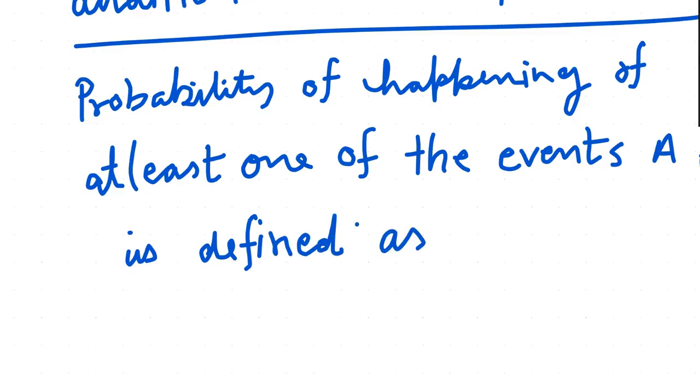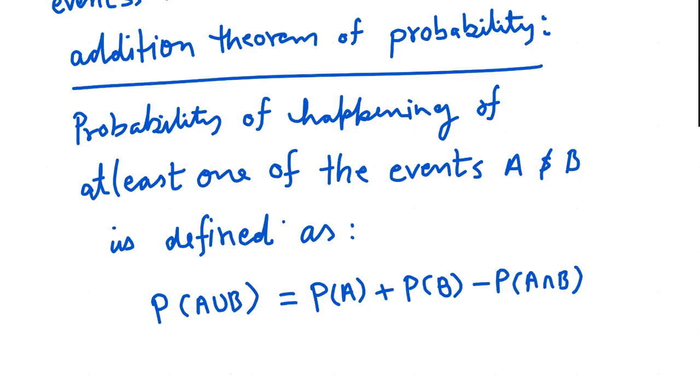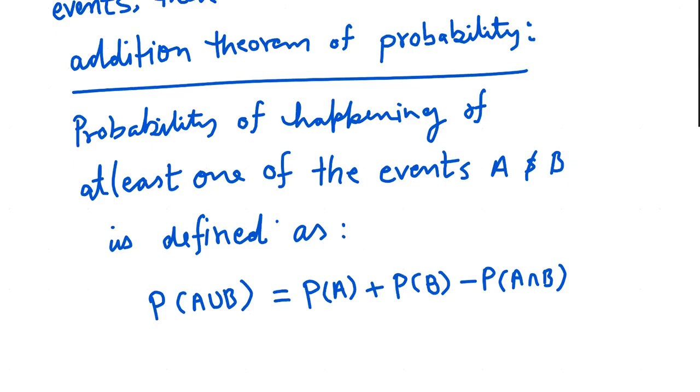P(A union B) is equal to P(A), means probability of A, plus probability of B, minus probability of A intersection B. This is the addition theorem of probability. It means if any one of the events has happened out of both, then we can define the probability of that by using this. Got it?